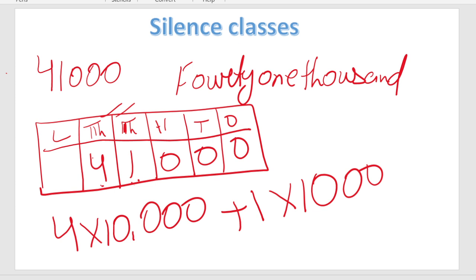So we can write the number name as 41,000 like this in words, and in the expansion method we have to multiply 4 by 10,000 and 1 by 1,000. Okay, let's move to next.